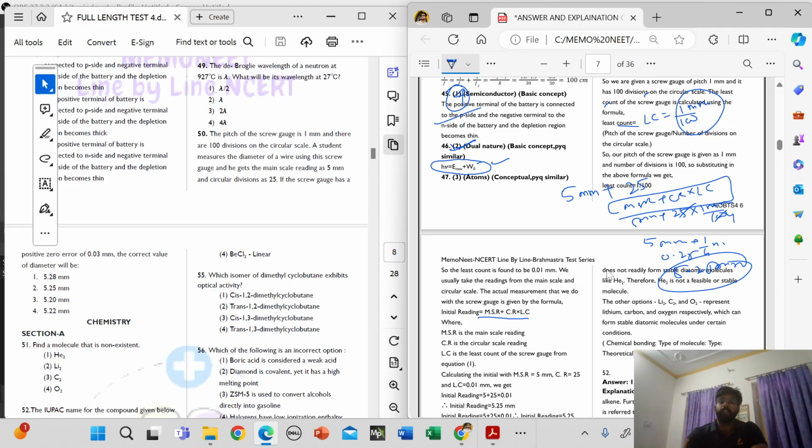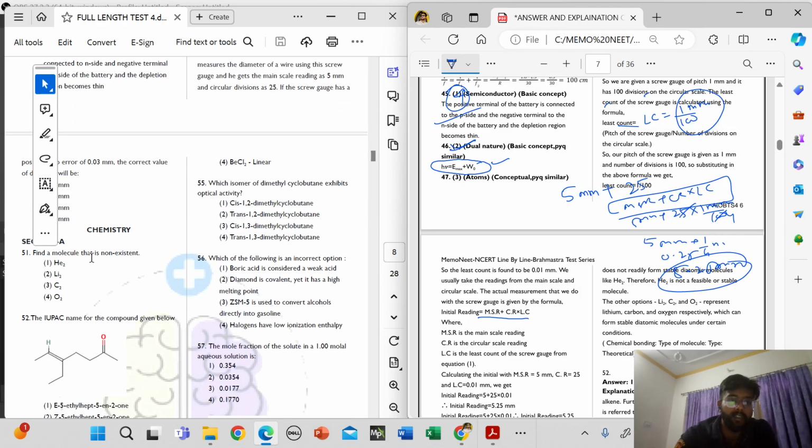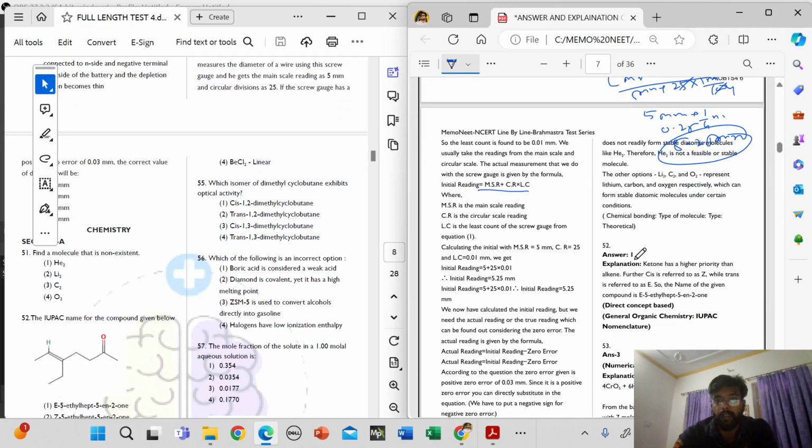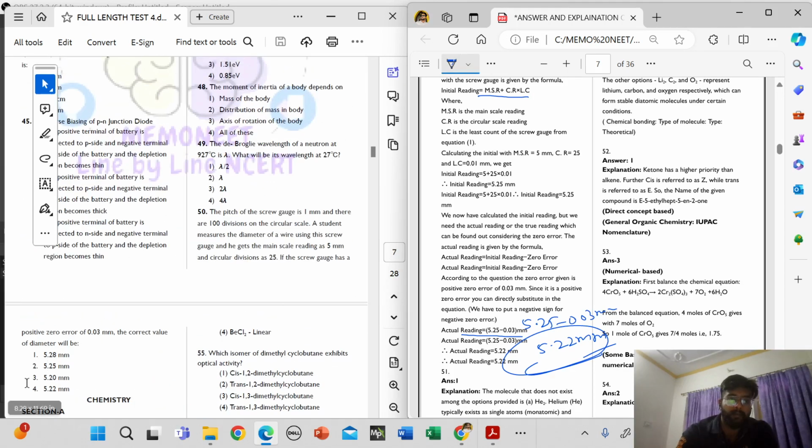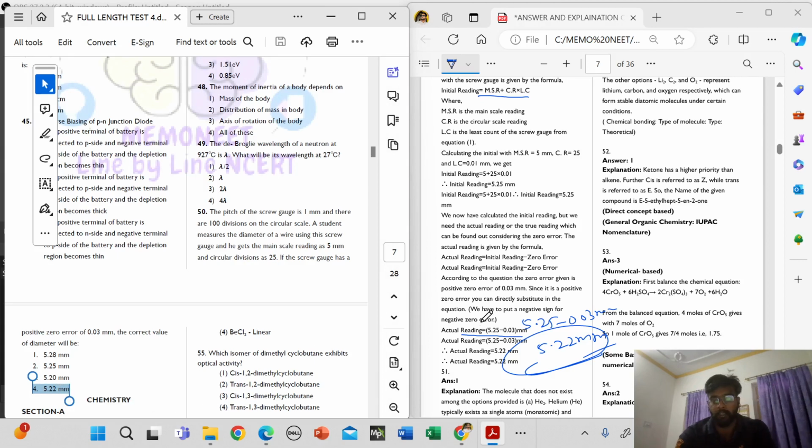But here it is given that it has some error, a positive zero error of 0.03 mm. So we will remove this error. We have the reading 5.25 mm minus this error 0.03 mm. So the actual reading will be 5.22 mm. Okay, so option number 4 will be the correct answer.